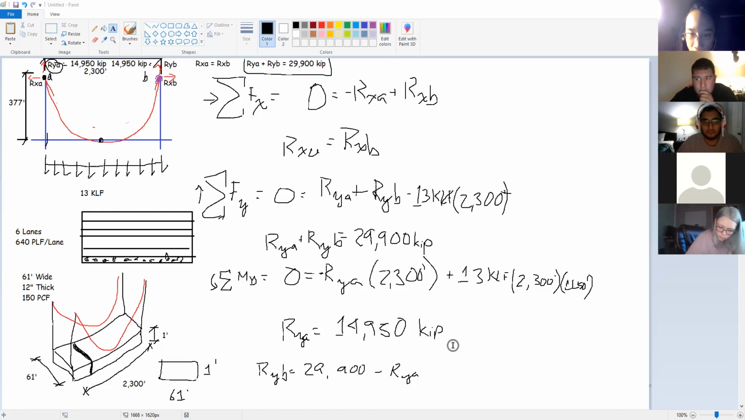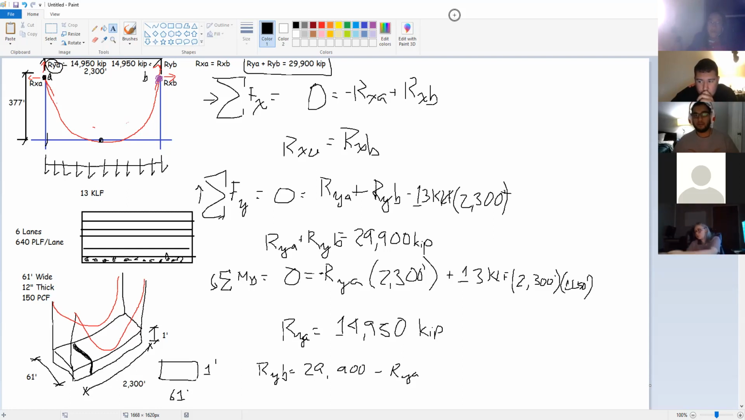What's next? That's what I was thinking. We still have RXA equals RXB. Now I'm thinking, I don't know. All right, so we're going to cut it real quick. We're going to take internal forces. Remember internal forces that we learned about? You've got to slice the bridge in half. That's what you have to do.